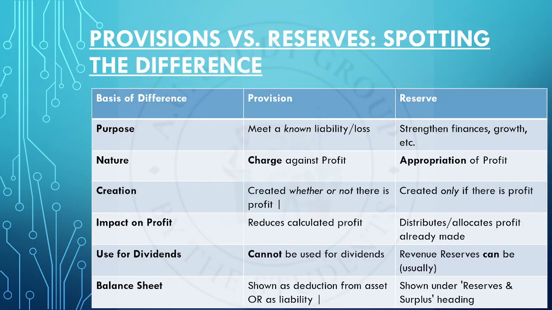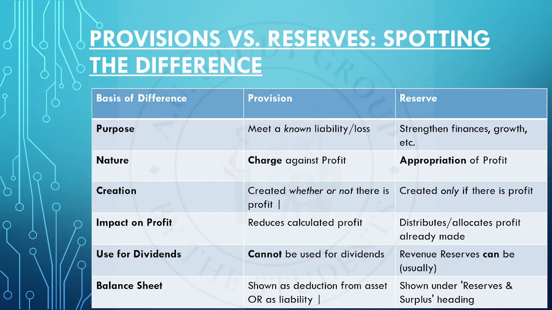Now, time for a head-to-head: provisions versus reserves. Let's nail down the key differences. First, purpose. Provisions are for a known liability or loss. Reserves strengthen finances or support future growth. Next, nature. A provision is a charge against profit. A reserve is an appropriation of profit. This one is very crucial. Remember, provision is charge against profit, reserves is appropriation of profit.